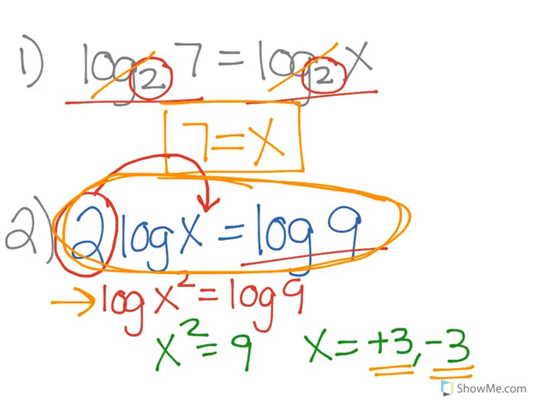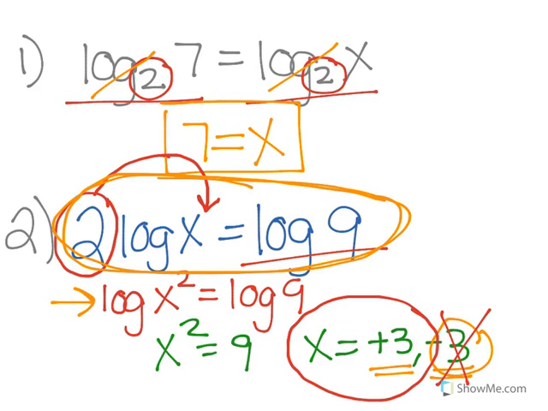I can do 2 times log of 3. That's totally fine. But can I plug in this negative 3 and have 2 times the log of negative 3? No, I cannot have a log of a negative number. So your positive 3 is your only answer for this problem.